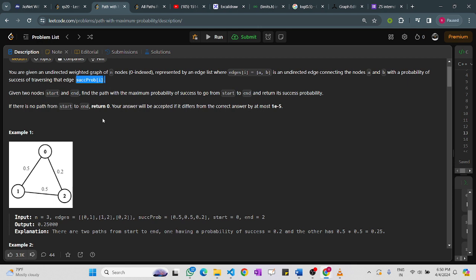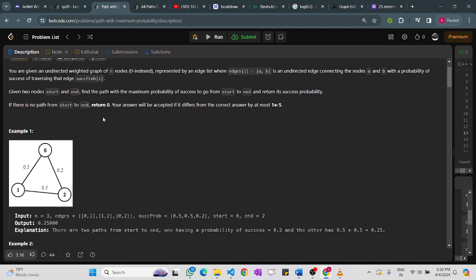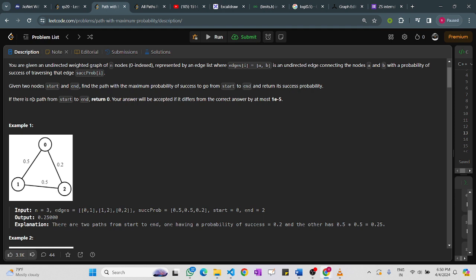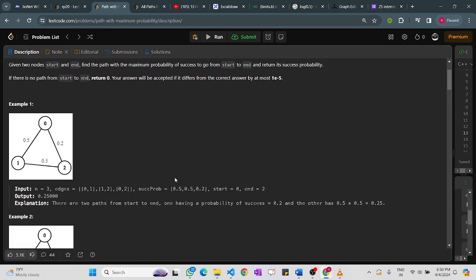Given two nodes, a start and an end, find the path with the maximum probability of success to go from start to end, and return its success probability. Your answer will be accepted only if it differs from the exact answer by at most 1 in 10 to the power minus 5. So this is your problem.